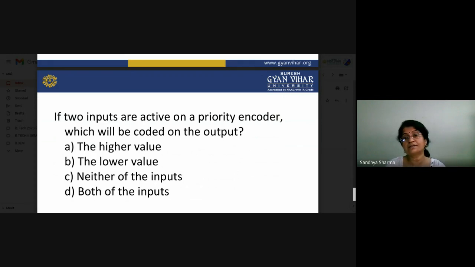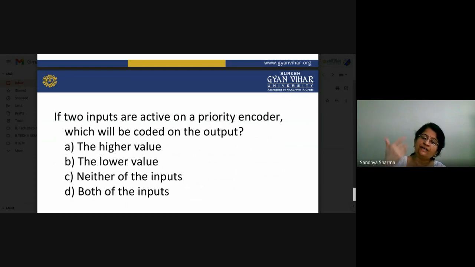In the encoder circuit, there is a drawback. What is the drawback? If two input signals are active high, there is a controversy as to which input will be activated at the output side, or which input code will be activated. So for removing this confusion, what will happen here?